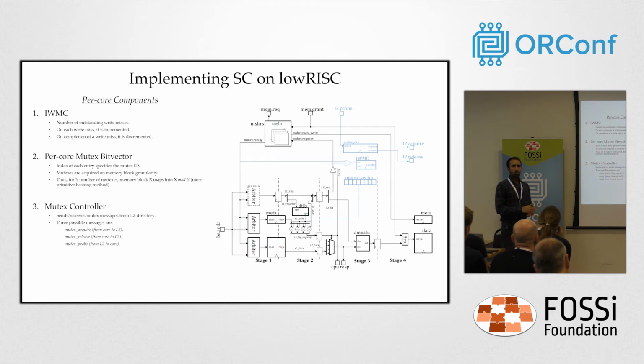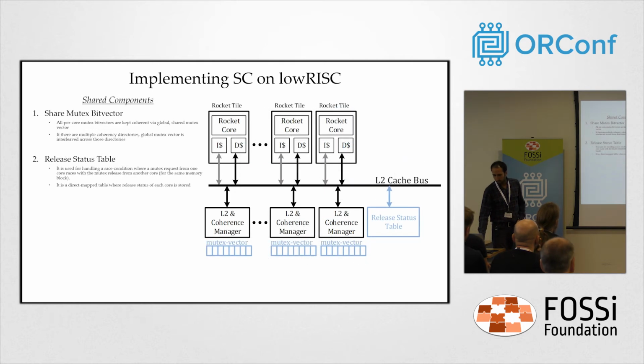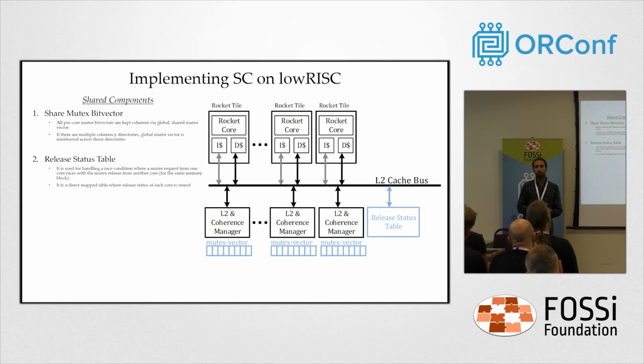These are per-processor components. If you look at the global or shared components, we have the mutex vector. As far as I know, in the default Rocket Chip generator there is only one L2 cache and one directory, so there aren't multiple. But for every L2 cache, we can interleave the mutex bit vector. That is a bit misleading, because we have only one mutex vector shared among all processors. Then we have a release status table to avoid certain deadlocks in which cores try to acquire mutexes for the same memory block. This probably needs a more detailed explanation, but it is explained better in the paper.